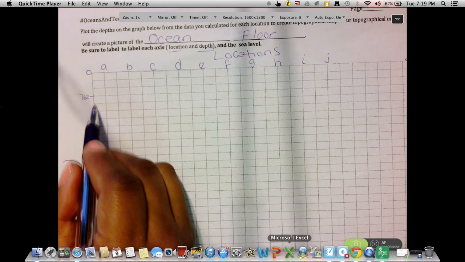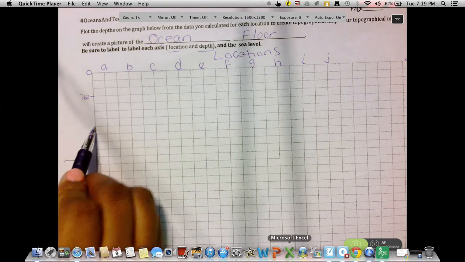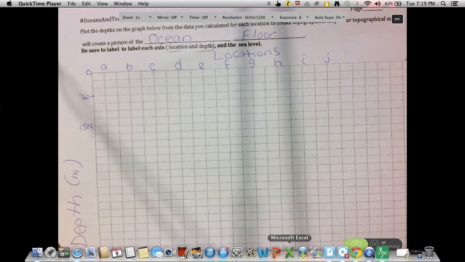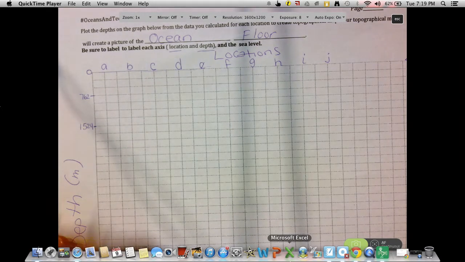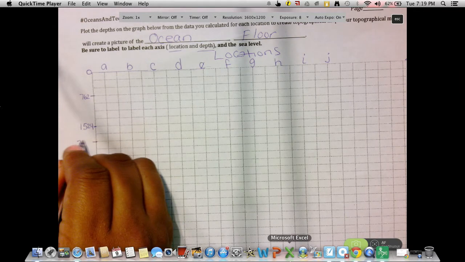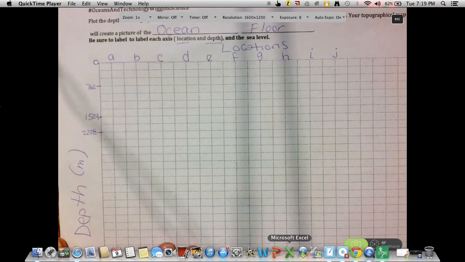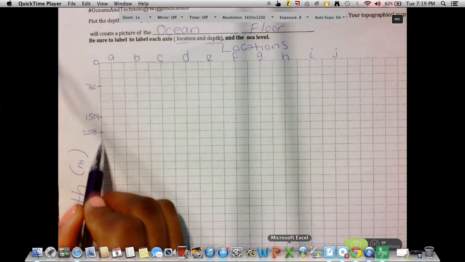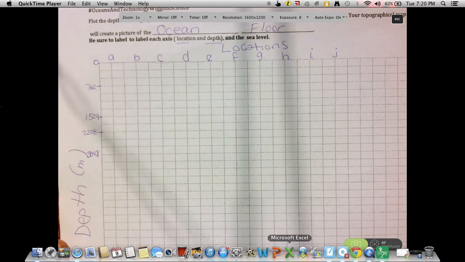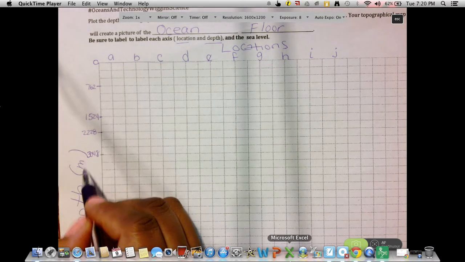I'll skip about 4 lines and put 1,524 there. Our next number is 2,228. So I'll skip just maybe 2 lines or 1 line and put that one there. My next number is 3,048, so maybe I'll skip 2 lines and put that one here. Notice I don't have to label it meters because I've already done so over here.